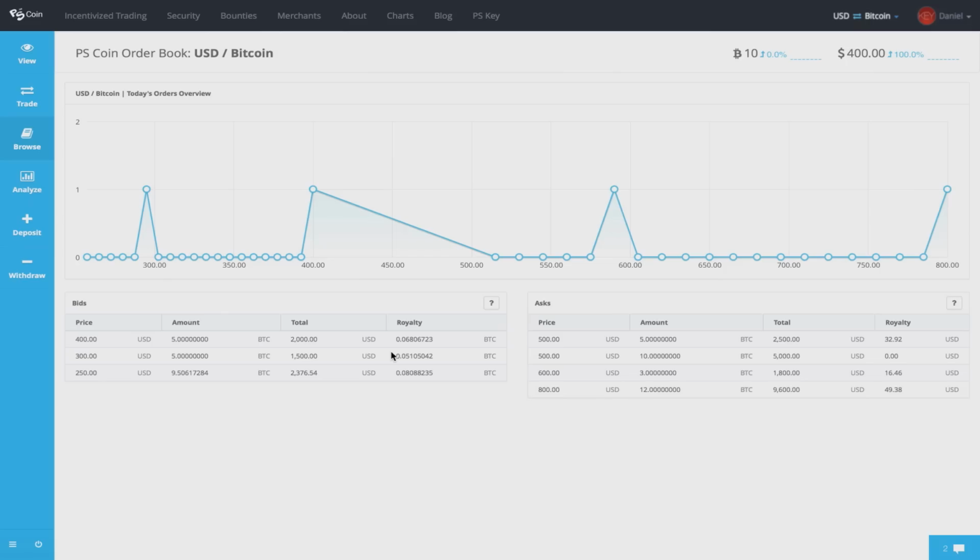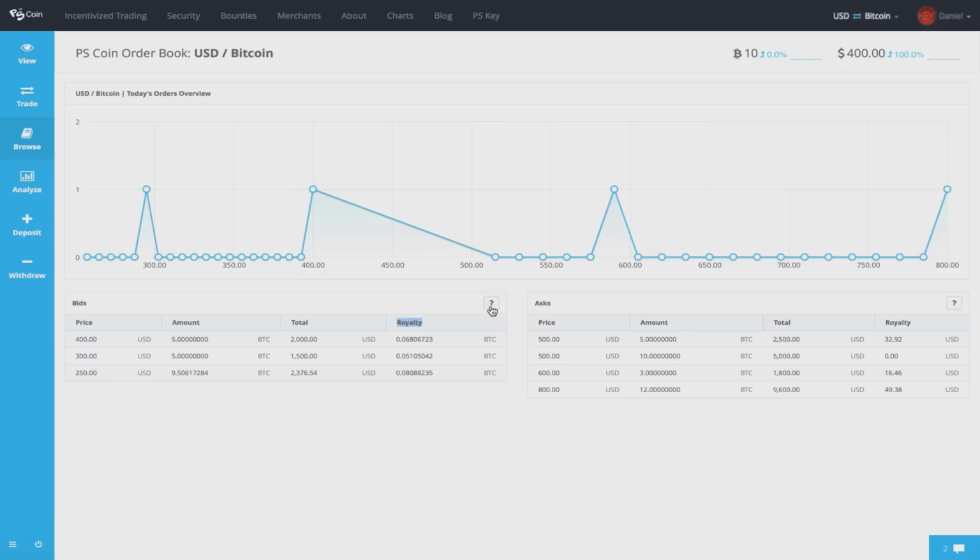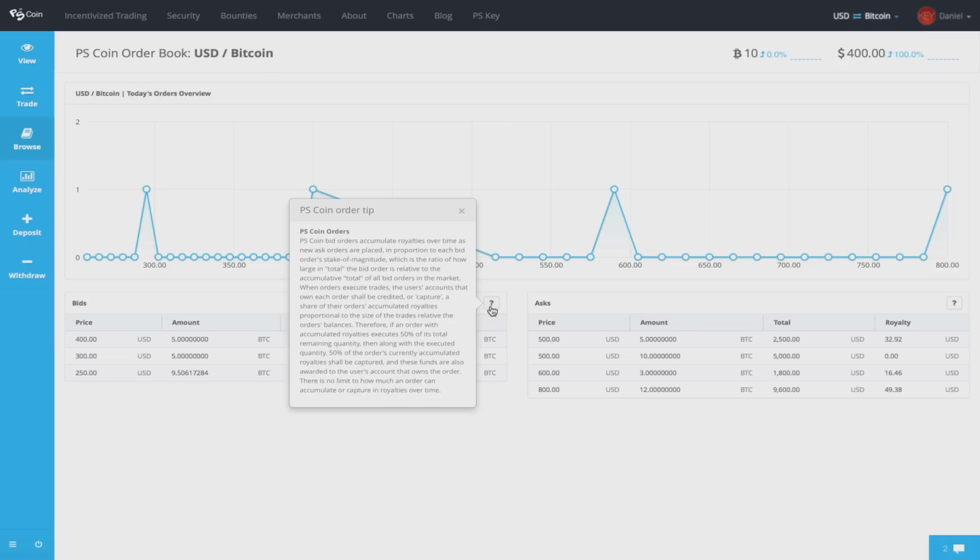In traditional markets, an order book like you see here would be pretty familiar to you. There are 2 tables, one for bids, one for asks, and each table is columned by price, amount, and total. In our markets, however, there is a fourth column called royalty. Orders accumulate royalties as a reward for their participation in the market. Click on these question mark boxes for more detailed information.